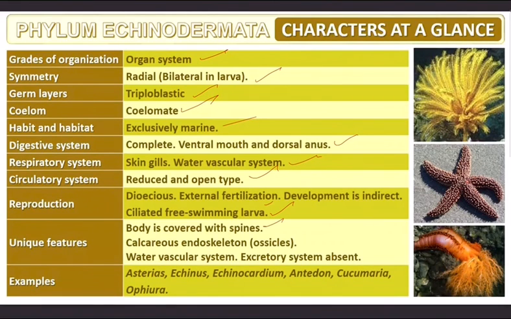Respiratory system, skin and gills, and the water vascular system is there, well developed. Circulatory system is not yet developed, still it is open type, still it has to develop. Then reproduction is dioecious, external fertilization, development is indirect, but the larva is a free swimming larva. Body is covered with spines, which are made up of calcium, calcareous spicules, they are called ossicles. The water vascular system is maintaining many functions, it is a multi-purpose system, but the drawback is the excretory system.